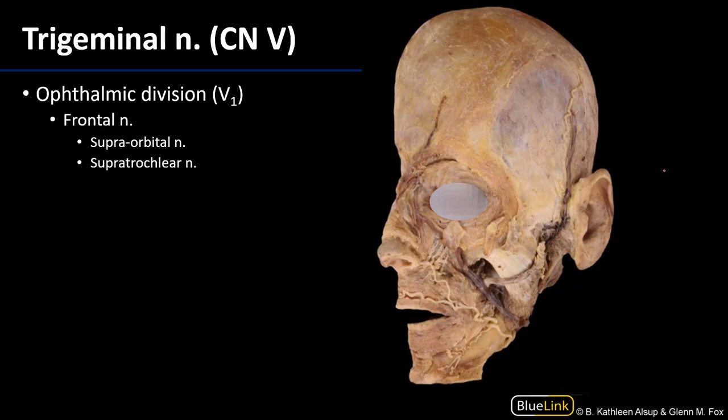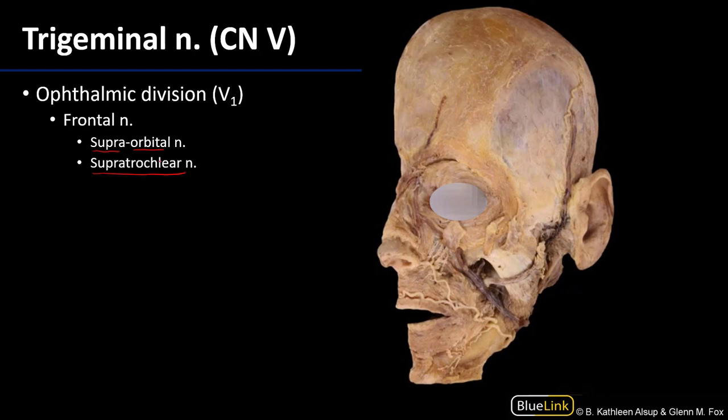So let's start with V1, the ophthalmic division. If you participate in a session regarding the orbit and you look at the superior aspect of the orbit with the orbital plate removed, you'll begin to see a couple of nerves traversing through. One of the more prominent ones is the frontal nerve. That frontal nerve travels across the superior aspect of the orbit and it's going to ramify into two nerves. There's the supraorbital nerve and the supratrochlear nerve.